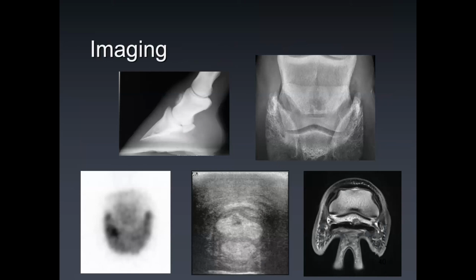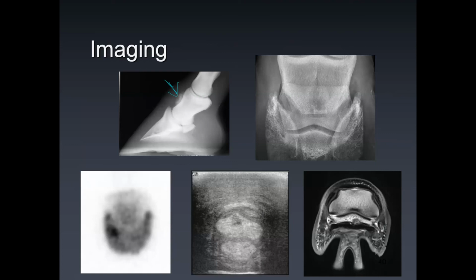Once we've done all that, we can block them and then we can image them. And I've shown you some of these sorts of images before. The top left is, I've shown you an image very similar to that one. That's severe arthritis associated with the joint capsule of the distal interphalangeal joint.